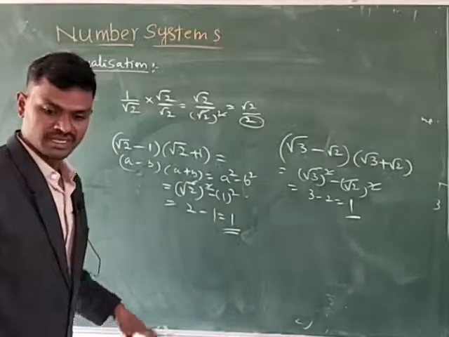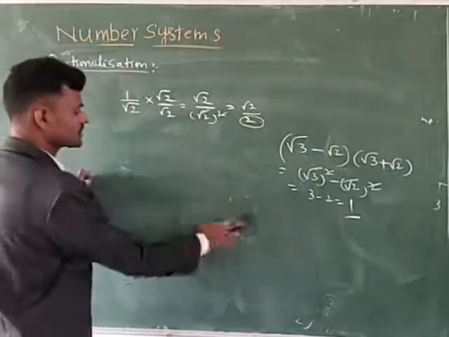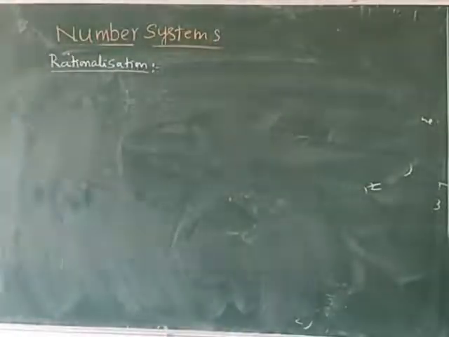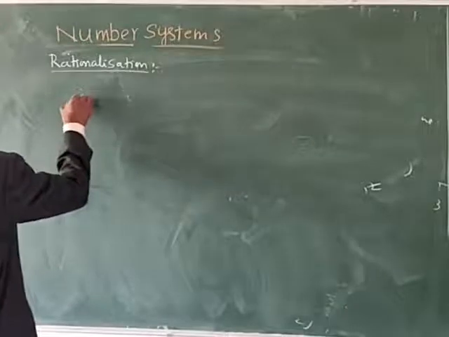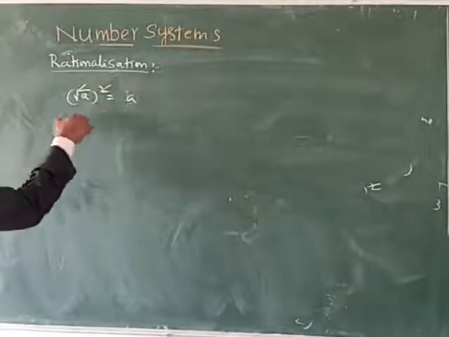Rationalization. Here rationalization is of two types. First one is rationalization of the denominator and the other is rationalization of the numerator. Before we discuss this, we have to see some properties. Here root a whole square is equal to a. The square root cancels, meaning a.